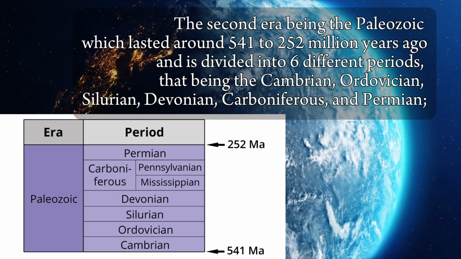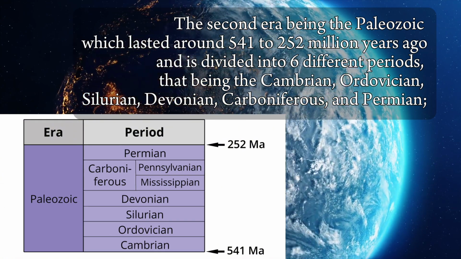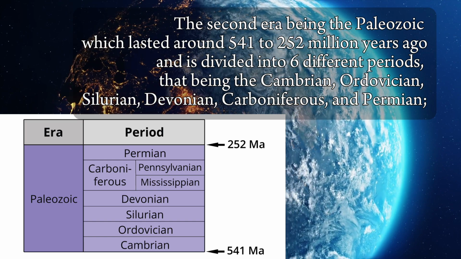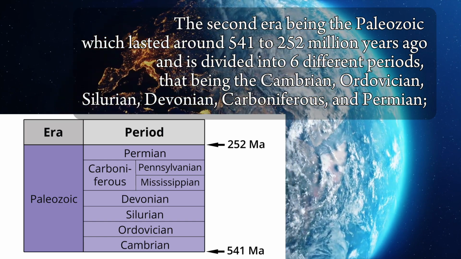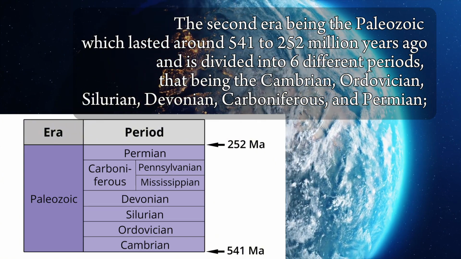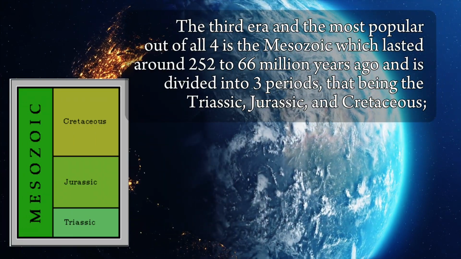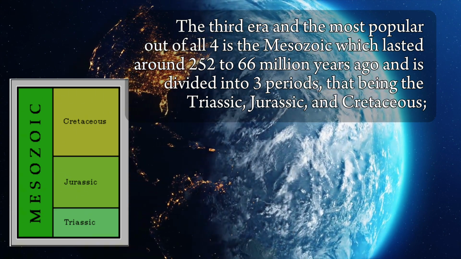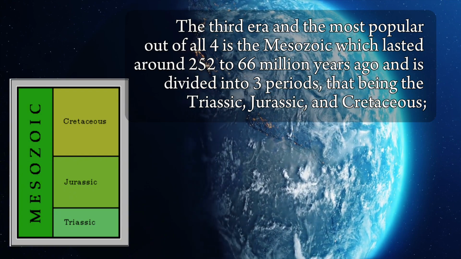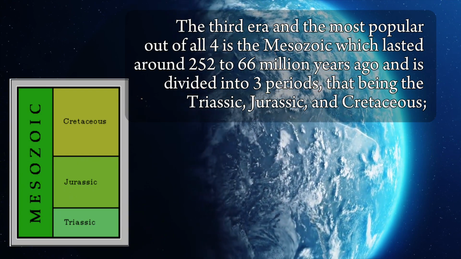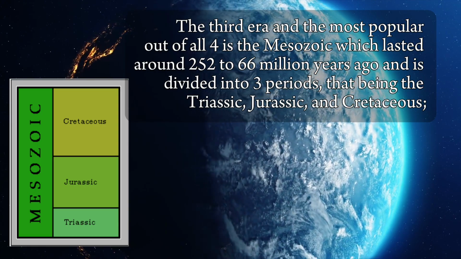The second era being the Paleozoic, which lasted around 541 to 252 million years ago, and is divided into six different periods, that being the Cambrian, Ordovician, Silurian, Devonian, Carboniferous, and Permian. The third era, and the most popular out of all four, is the Mesozoic, which lasted around 252 to 66 million years ago and is divided into three periods, that being the Triassic, Jurassic, and Cretaceous.